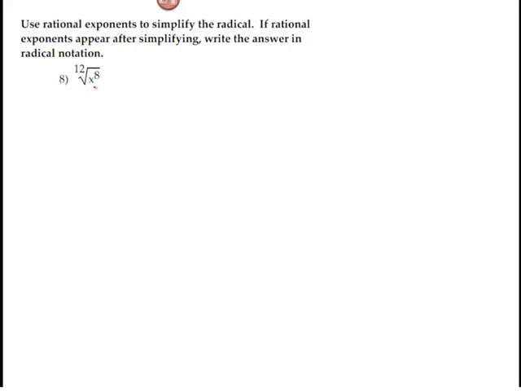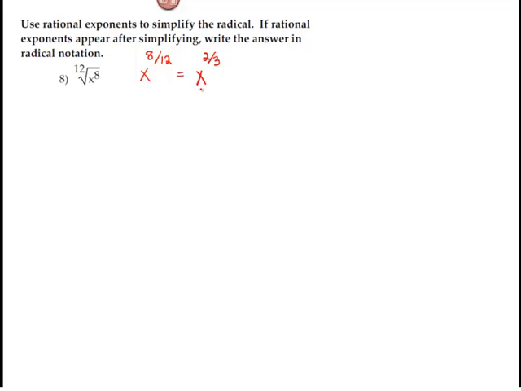Use rational exponents to simplify the radical. If rational exponents appear after simplifying, write the answer in radical notation. So remember that for our rational exponent we put power, which is 8, over root, which is 12. But 8 over 12 is a fraction that we can simplify. We can divide both those numbers by 2, but we can also divide them both by 4, so that would be the better way to go. Okay, if you divide it by 2, you just end up having to simplify again.